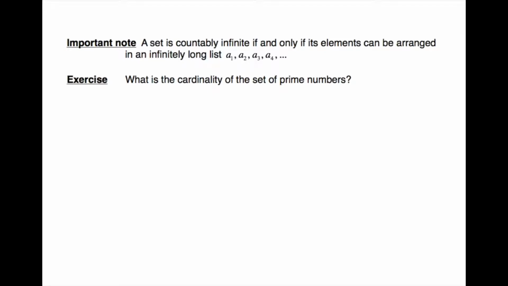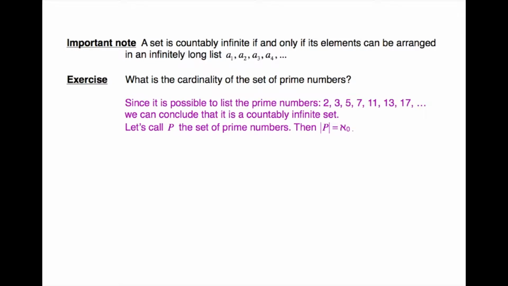In this example, we will discuss the cardinality of the prime numbers, but the important note above comes up again and again in this section. So what is the cardinality of the set of prime numbers? Obviously, we know there are infinitely many prime numbers. So is it countably infinite or uncountable? Well, since it's possible to list the prime numbers 2, 3, 5, 7, 11, 13, 17, 19, and so on, we can conclude that it's a countably infinite set.